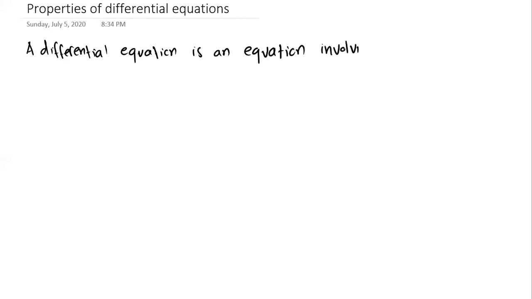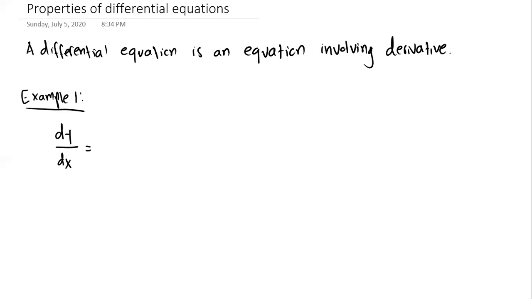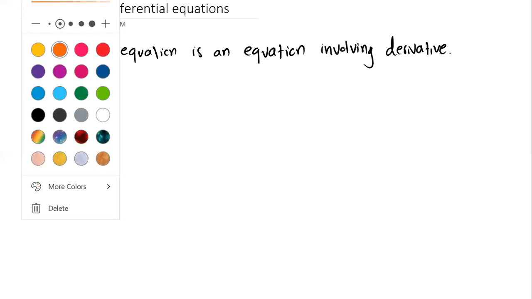So a differential equation is just an equation involving derivatives. So a very simple definition and very general. So for example, we have an equation like this. This is a differential equation because it basically satisfies the two properties that we're looking for.